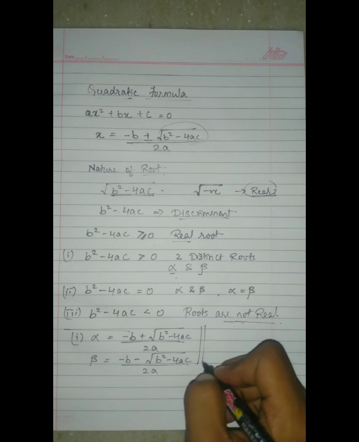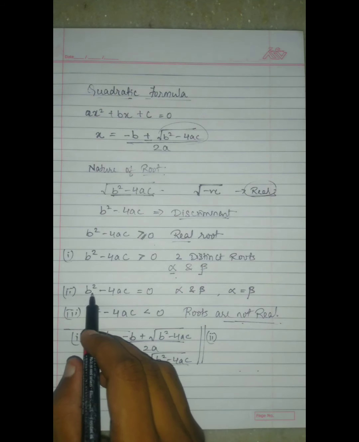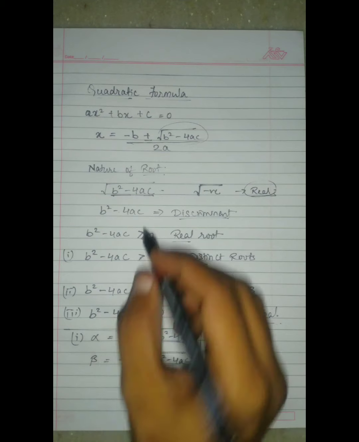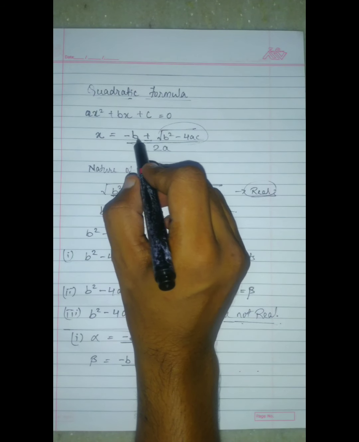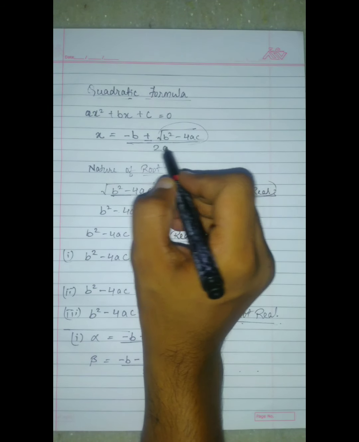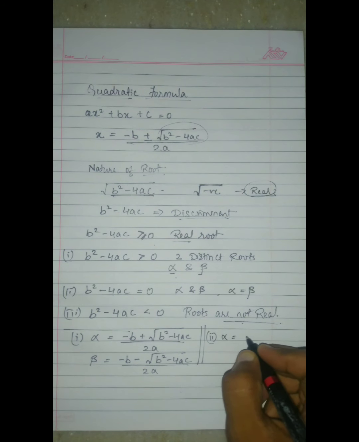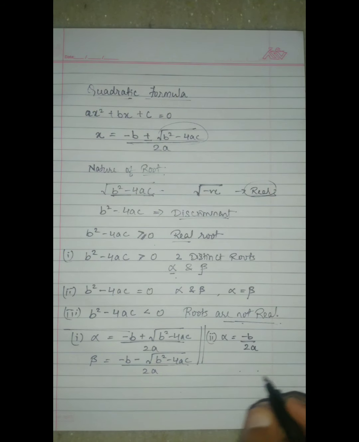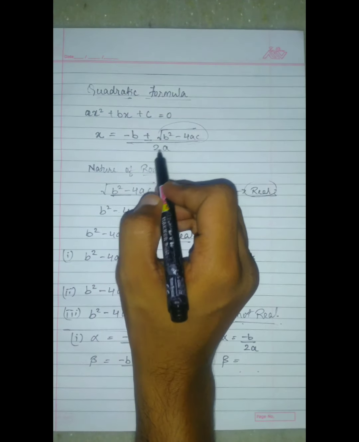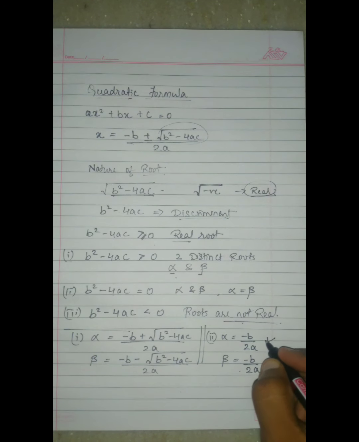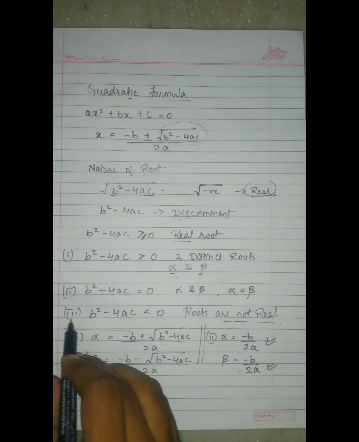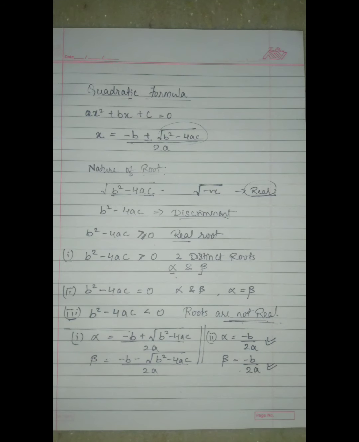And in the second condition, if b square minus 4ac is equal to 0, then this term will become 0, and we are left only with minus b plus minus 0 upon 2a. So alpha will be minus b upon 2a, and beta will be minus b minus under root of 0 upon 2a, that will be equal to minus b upon 2a. So see, the first root and the second root are both same. And the third condition won't be having any real roots.